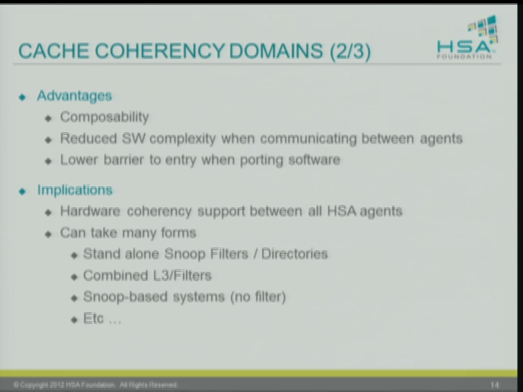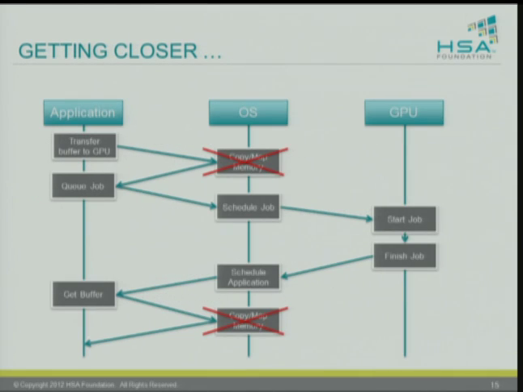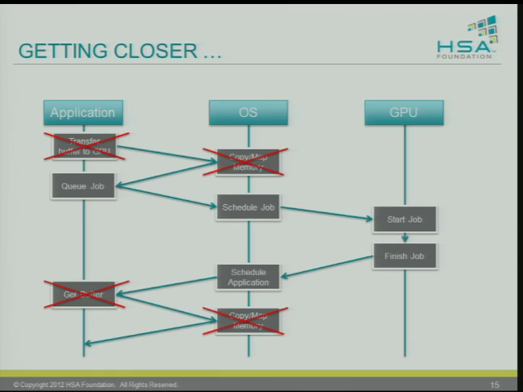So that's a requirement. Let's go back to our picture here, and see how this picture changes if we have cache coherency. On the application side now, when it's generating data that's consumed by the GPU, it doesn't have to do any cache flushing or any fancy tricks in order for that data to eventually make its way to the GPU. So things are getting better. We're still not there yet, but things are getting better.